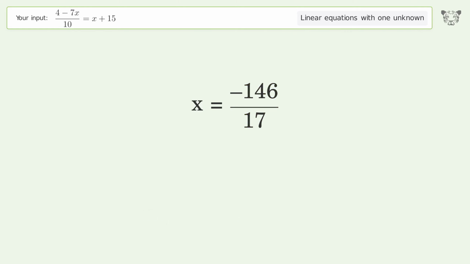And so the final result is x equals negative 146/17.